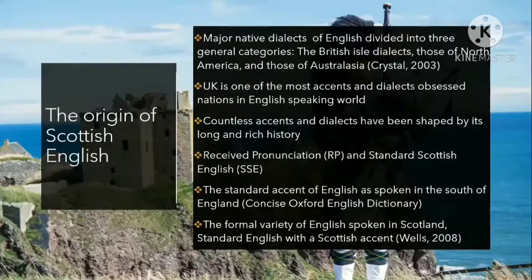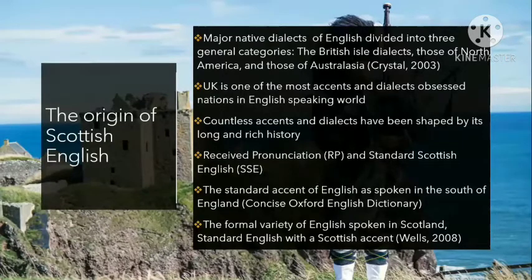The origin of Scottish English. Major native dialects of English are often divided by linguists into three general categories: the British Isles dialects, those of North America, and those of Australasia. The UK is one of the most accent and dialect obsessed nations in the English-speaking world. Countless accents and dialects have been shaped by its long and rich history. Among them are received pronunciation (RP) and standard Scottish English (SSE).